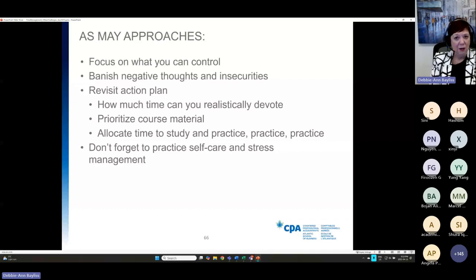You need to take care of yourself because it's important that you are at peak performance when you're writing CFE. Allocate time to study. Allocate time to practice. You will get better. Yes, you will.